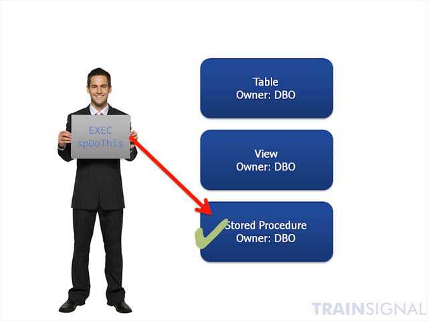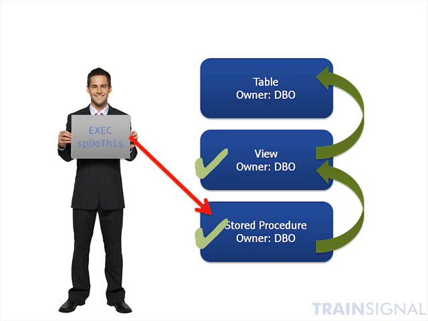The stored procedure then accesses a view, which is owned by the same owner, DBO. SQL Server says, yeah, no problem. It doesn't even check his permissions. The view is then built upon a table, which is owned by the same owner, DBO. And so SQL Server says, yeah, sure, it does not check his permissions.